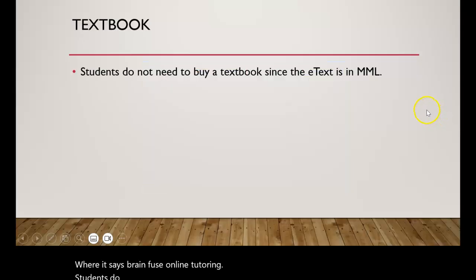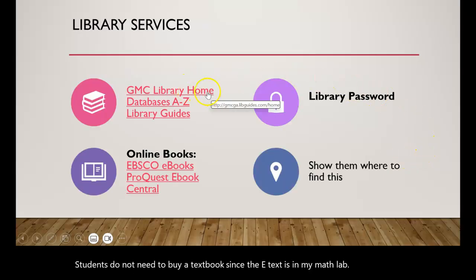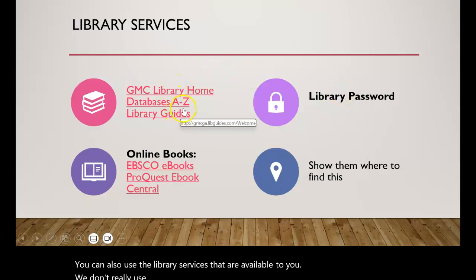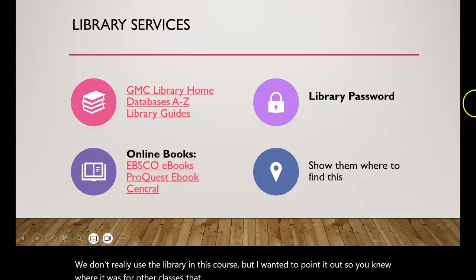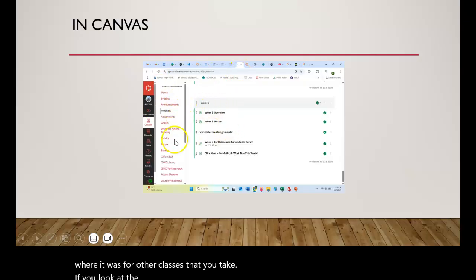Students do not need to buy a textbook since the e-text is in MyMathLab. You can also use the library services that are available to you. We don't really use the library in this course, but I wanted to point it out so you knew where it was for other classes that you take. If you look at the screenshot, you will be able to see where it says GMC Library over here on the left-hand side.